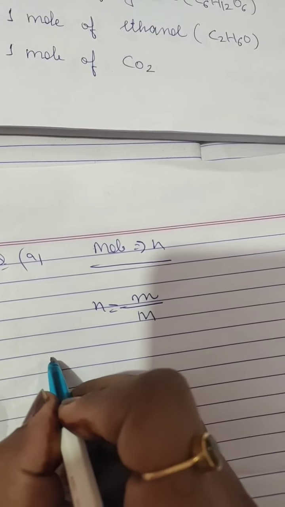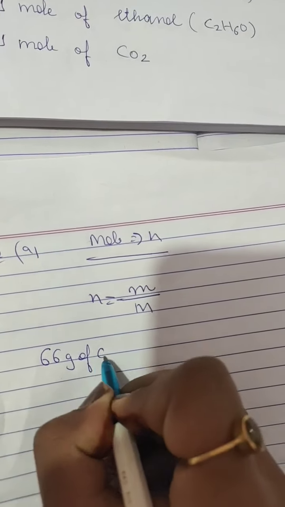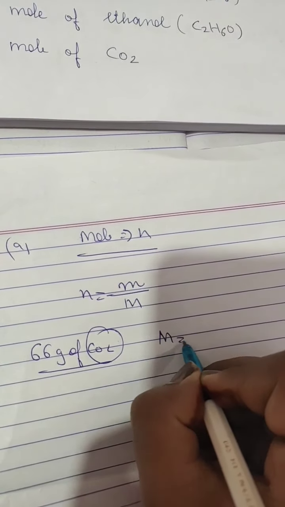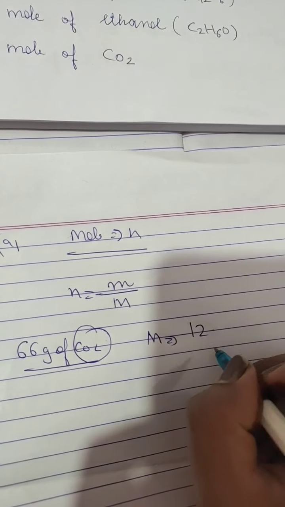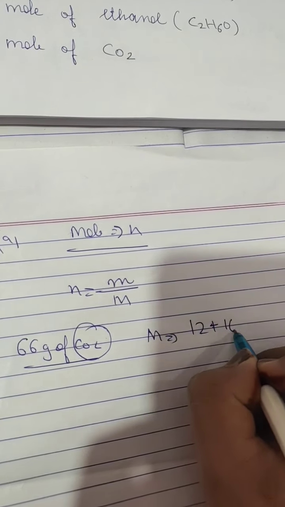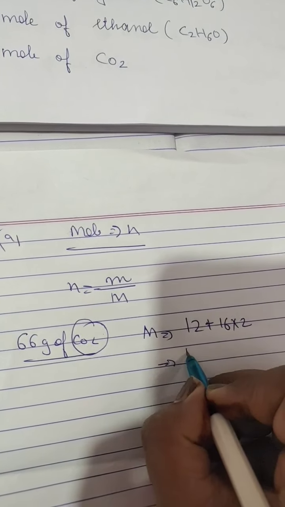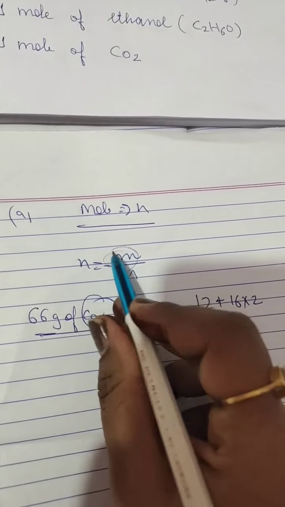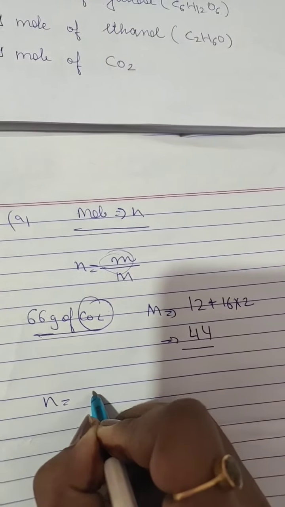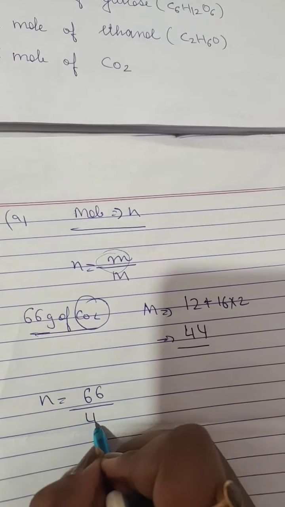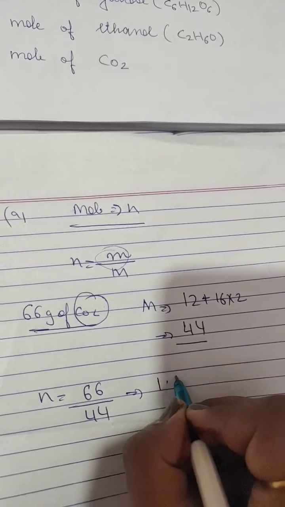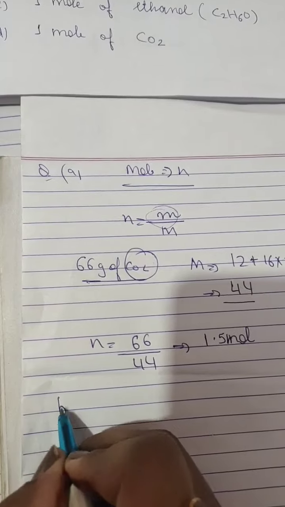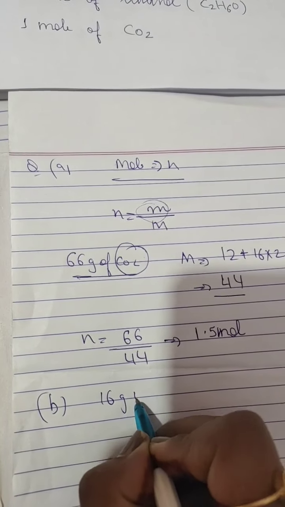So we have to convert 66 grams of CO2. We should know the molar mass of CO2. It will be M equals 12 plus 16 into 2, which is 44. Okay, 66 grams is given, so this is small m, the given mass. So N equals given mass upon molar mass. So it will be 1.5 mole. Okay, so next is 16 grams of oxygen.